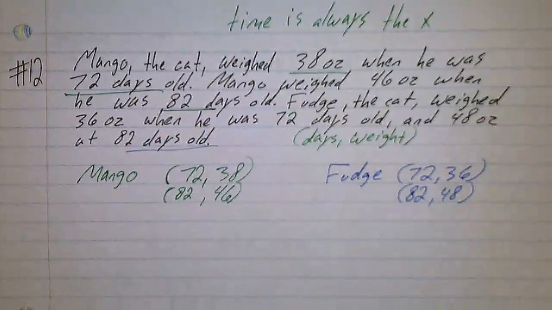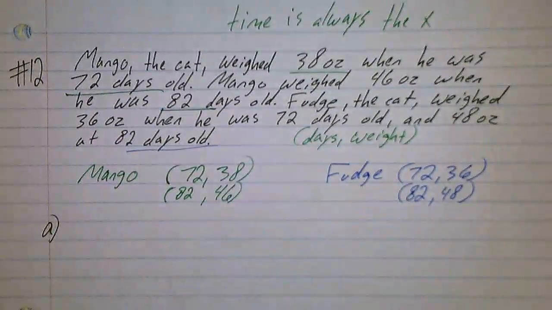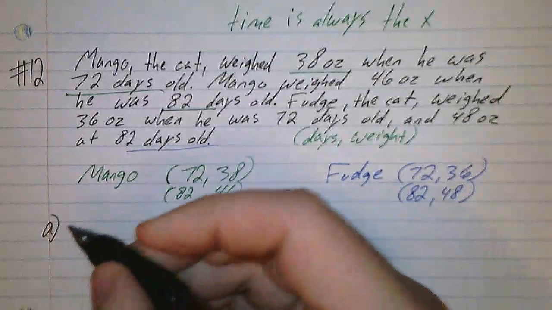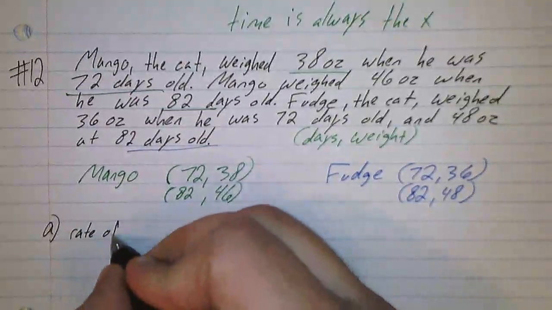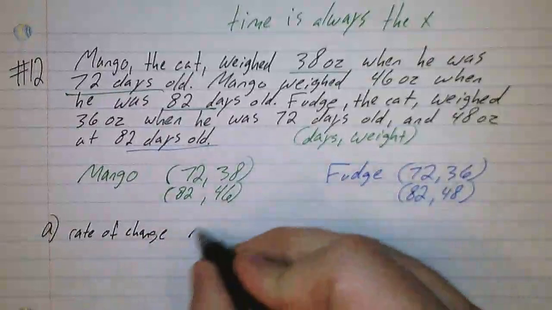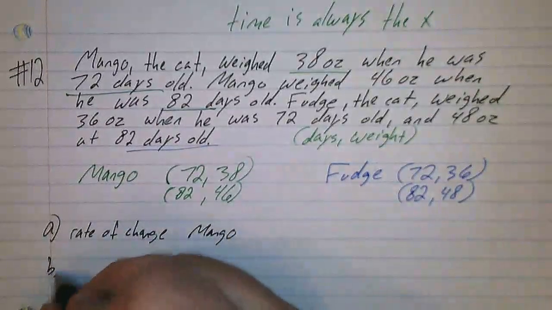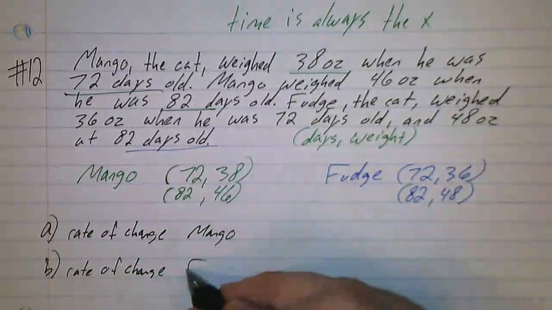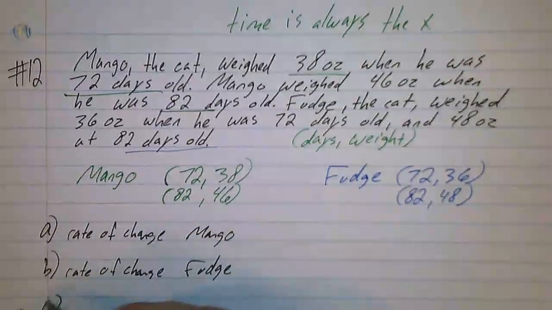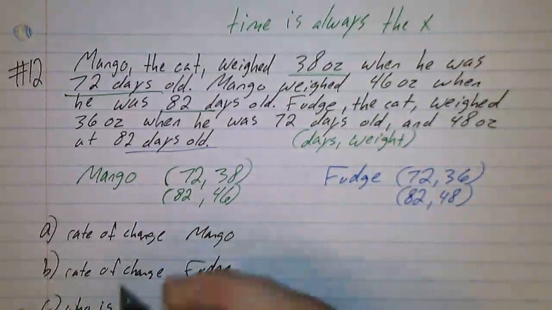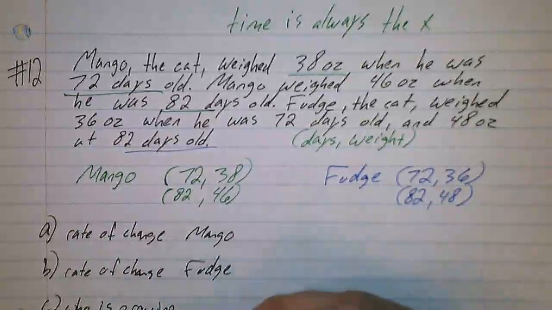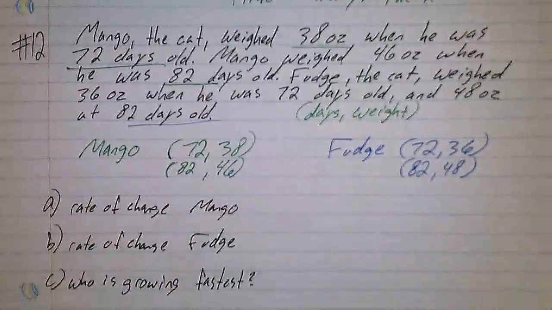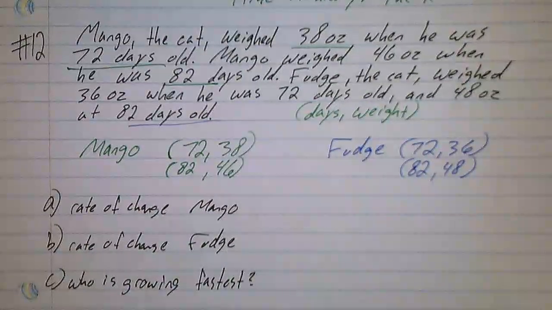Forgot to write what they actually asked us. But basically we'll find the rate of change for Mango. We'll find the rate of change for Fudge. And then who is growing fastest, I believe, is what we're looking for here.